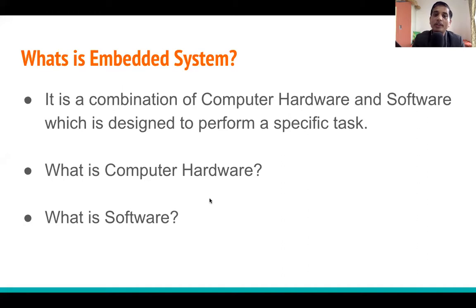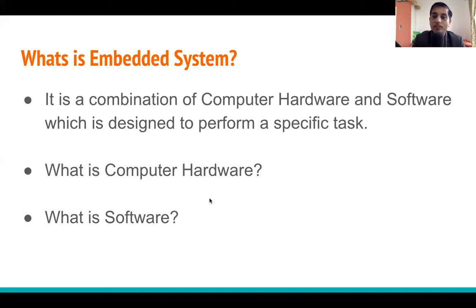If you are talking about computer hardware, you're talking about the thing that you can program. So what things can you program? You can write a program in a microprocessor or in a microcontroller. Now what is the difference between microprocessor and microcontroller? We are going to explore that also, and when to use a microprocessor and when to use a microcontroller. So next question is, what is software?